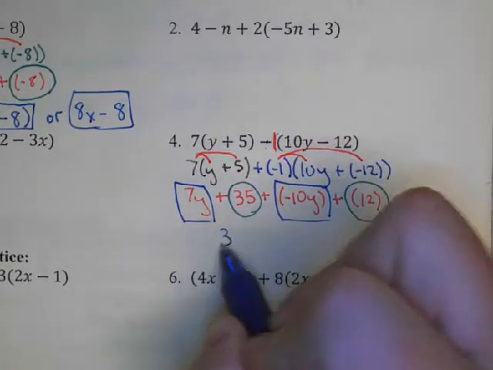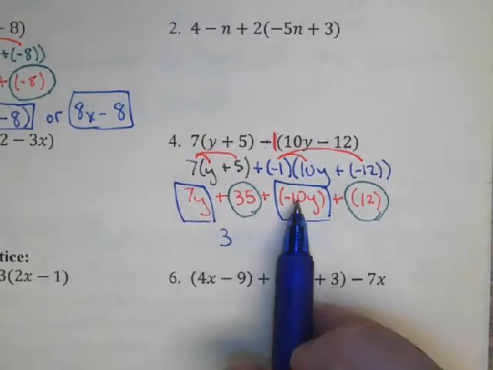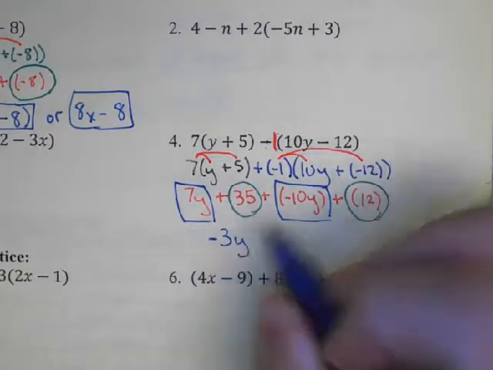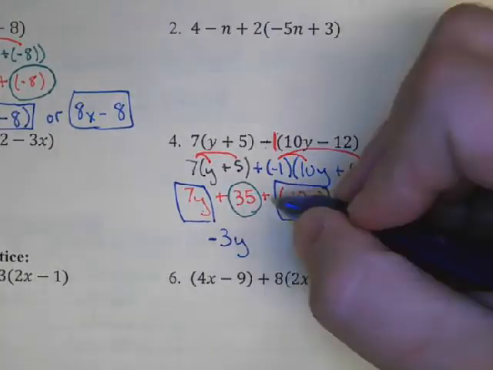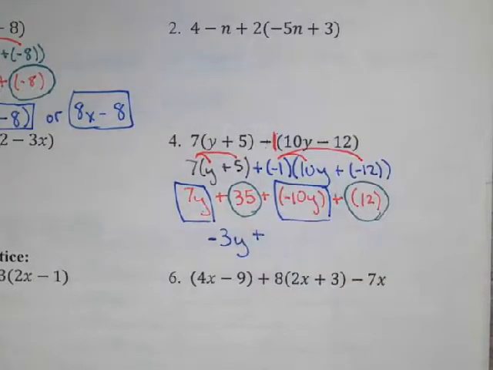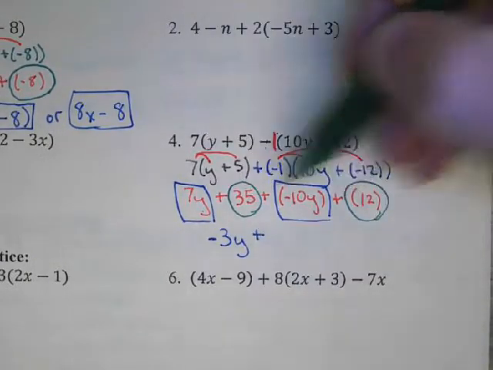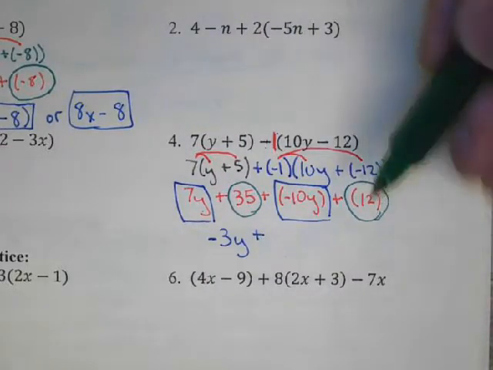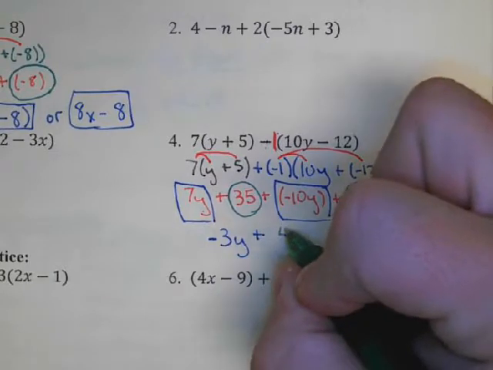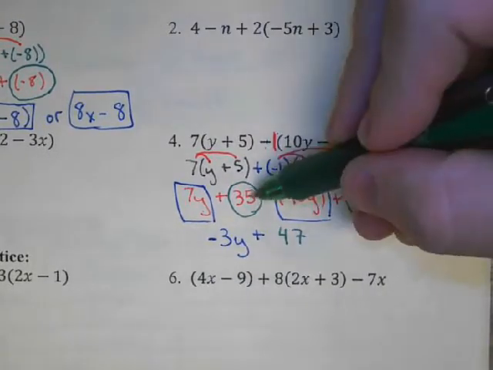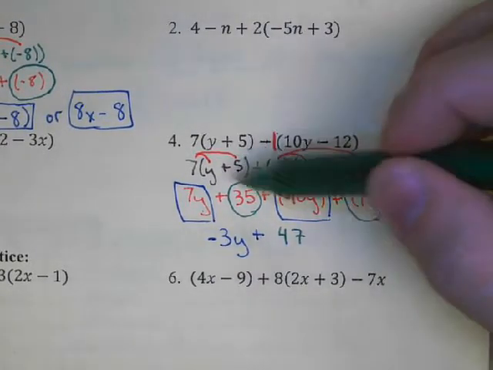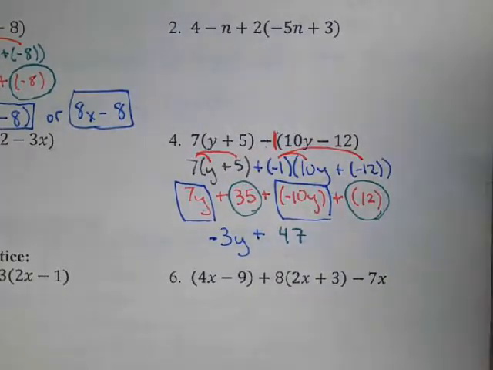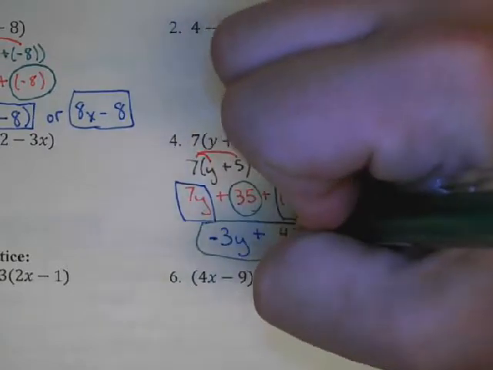So I'll have 3 and then keep the sign of the larger looking number. So I'll have negative 3y because that y's got to come along. We'll bring our plus sign down. And now when I look at my constants, they're both positive, 35 and 12. So they're the same. So I'll add and we'll get 47. Since we have more positives, it'll stay positive. So negative 3y plus 47 is our final answer.